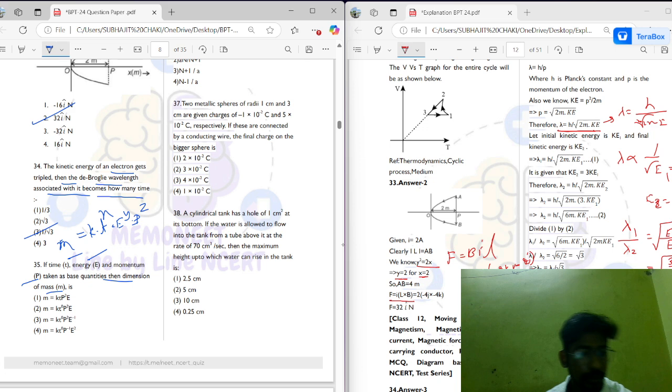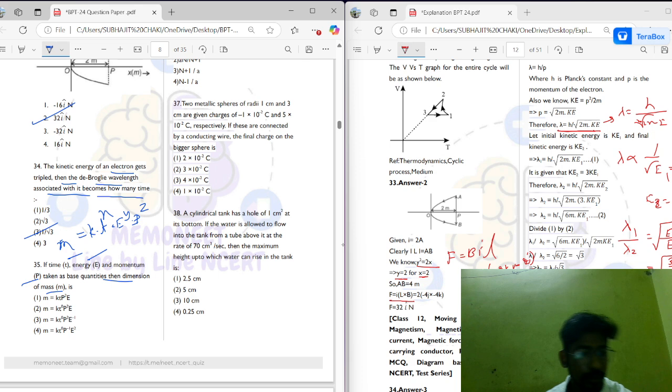Only one option there is in p to the power 2. Only one option is there, or two, option number 2, option number 3. These two options will be the answer. Okay. Now let's solve this third equation.